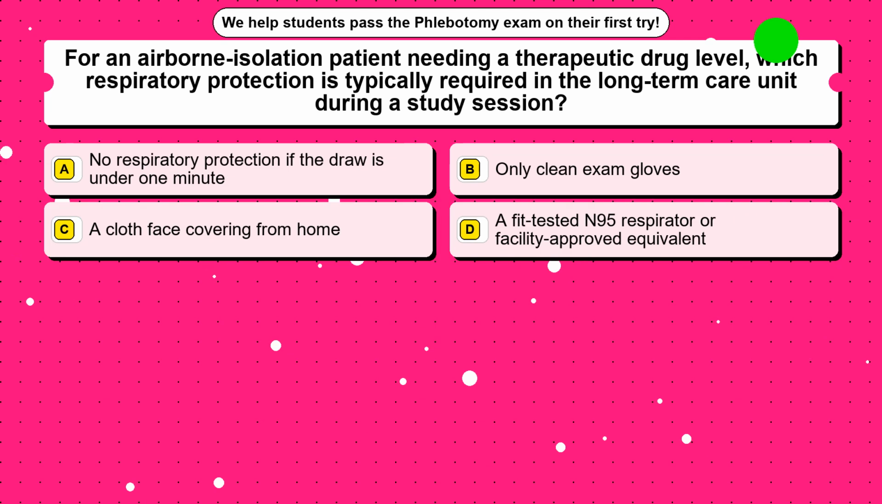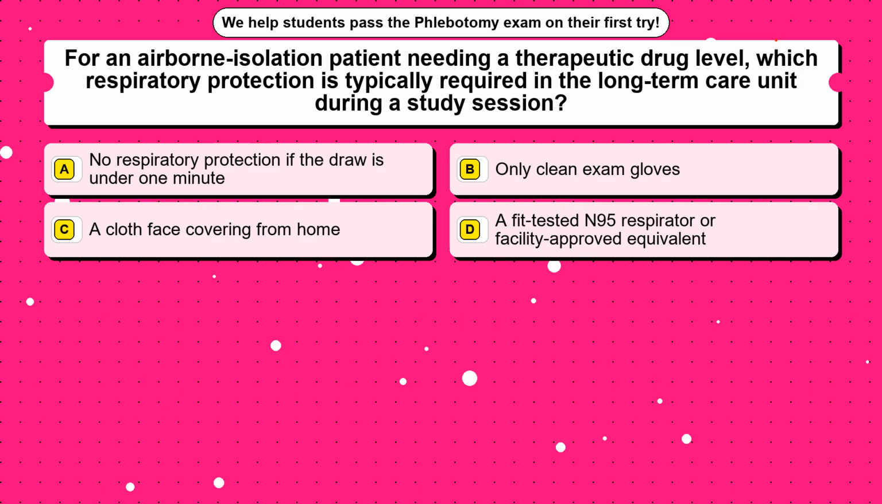Question 17. For an airborne isolation patient needing a therapeutic drug level, which respiratory protection is typically required in the long-term care unit during a study session? Option A, no respiratory protection if the draw is under 1 minute. Option B, only clean exam gloves. Option C, a cloth face covering from home. Option D, a fit-tested N95 respirator or facility-approved equivalent.